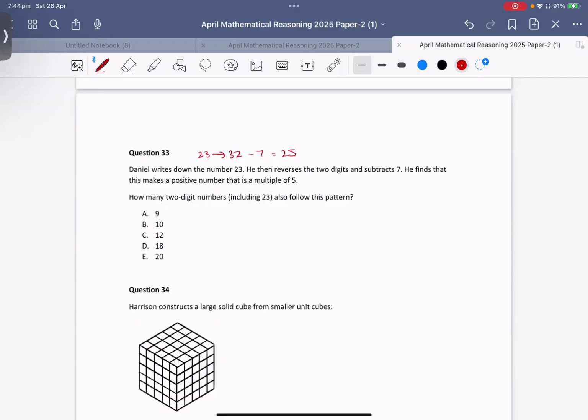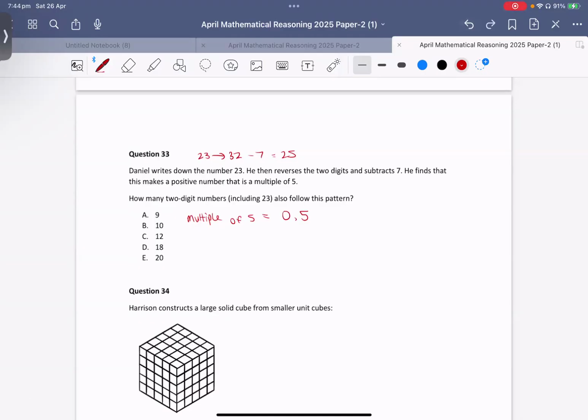So hopefully you guys understand that anything that is a multiple of 5 has to end in either a 0 or a 5, right? And to get that after we subtract 7 from it, we need a number that ends in either a 7 or a 2.